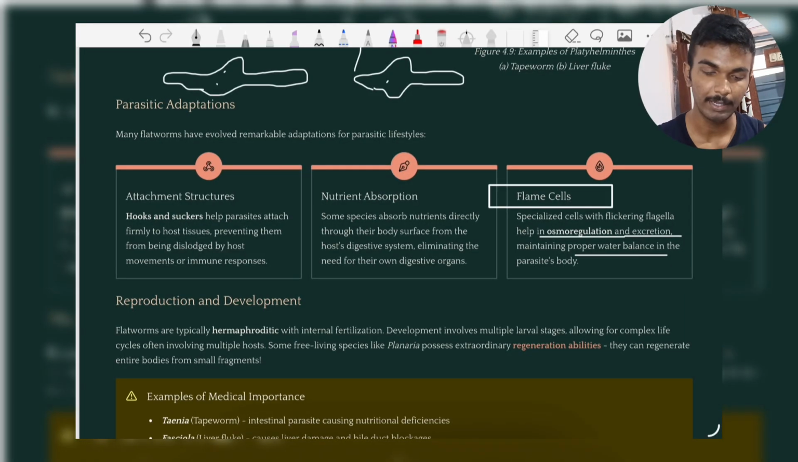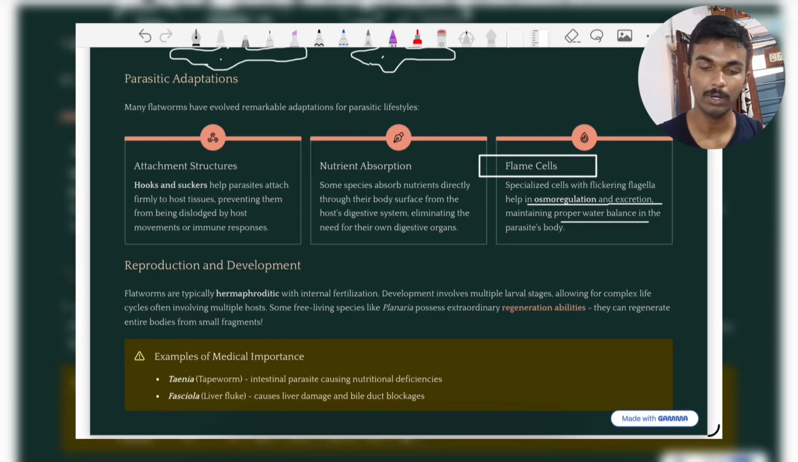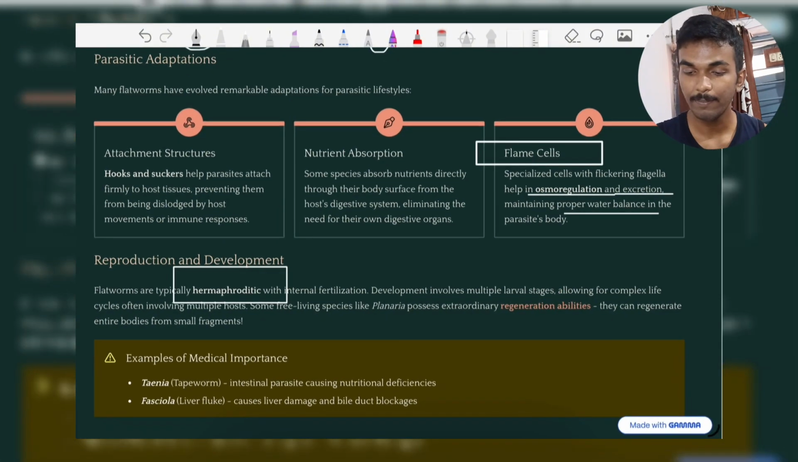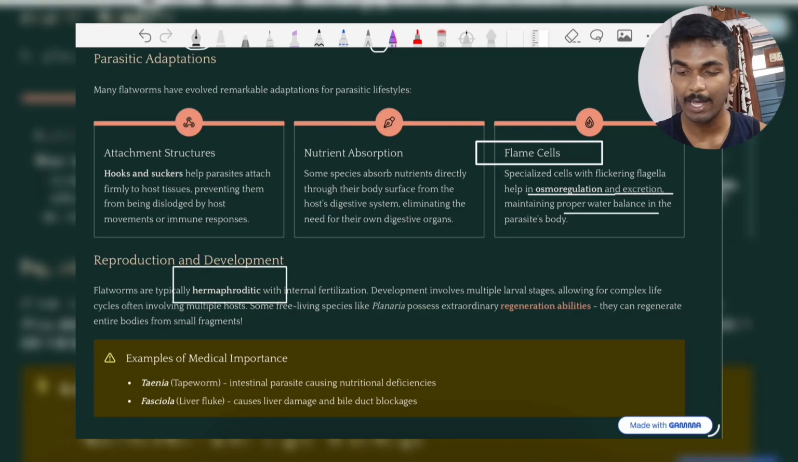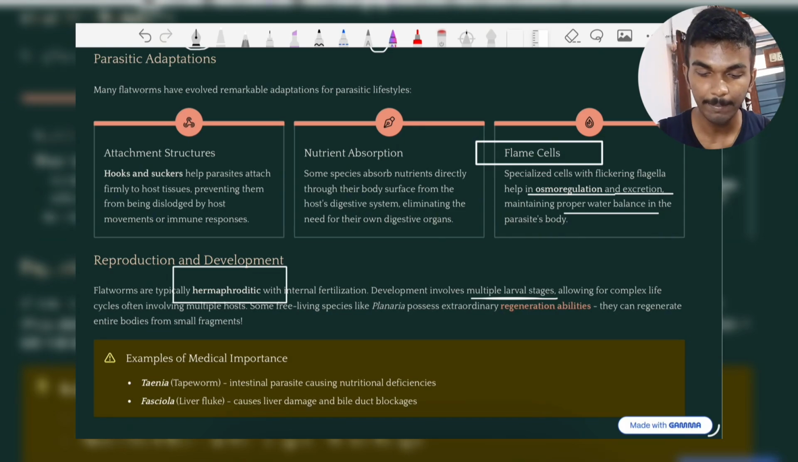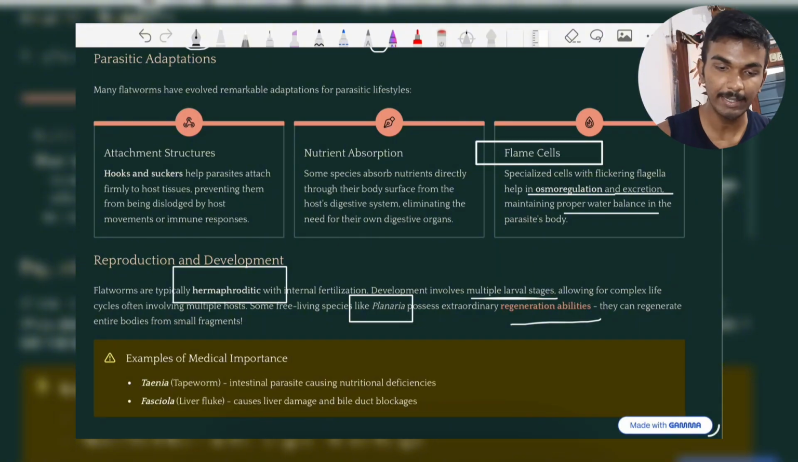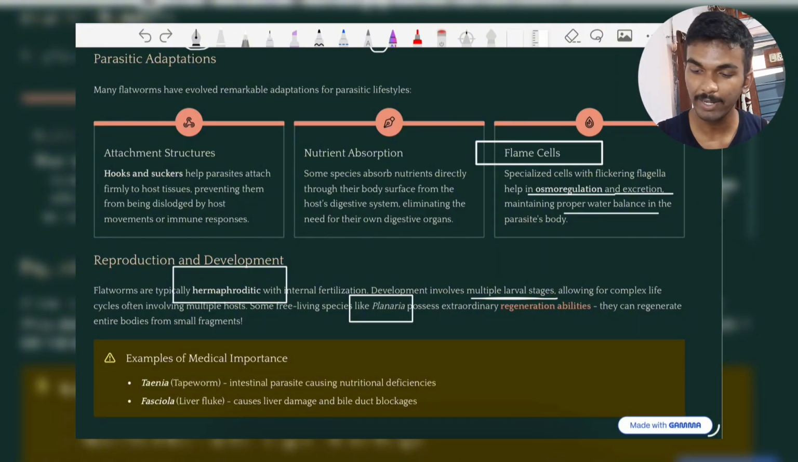Reproduction and development. Flatworms are typically hermaphrodite, that is, they are bisexual with internal fertilization. This is very important. Development involves multiple larval stages, allowing for complex life cycles, often involving multiple hosts. Some free living species like planaria, this is important, possess extraordinary regeneration abilities. They can regenerate an entire body from small fragments.